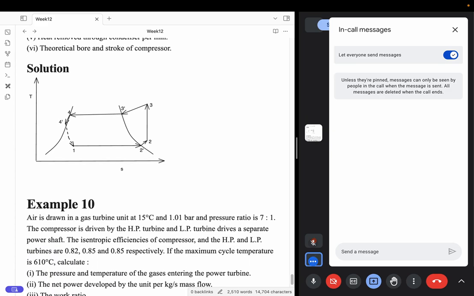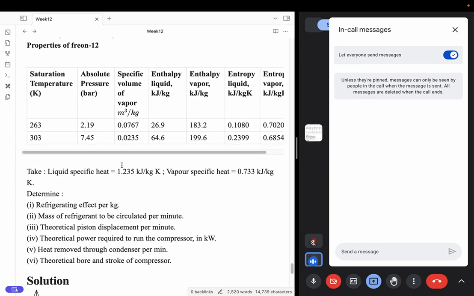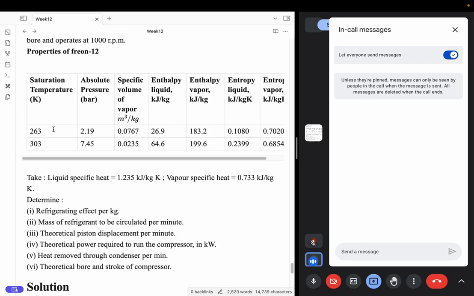Let's say I want to calculate H2. H2 is in the superheated state. So how do I calculate H2? I'll start with H2 prime. H2 prime I can get because this is the saturated vapor phase. Plus, inside this one you can assume it to be Cp delta T. And Cp is already given in the problem. Cp times delta T, where delta T is T2 minus T2 prime. And all the values are given here. The evaporator temperature is 263 Kelvin. At 263 Kelvin, the enthalpy of vapor is 183.2.